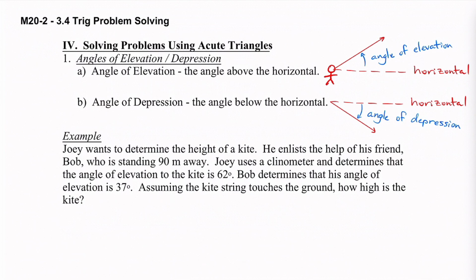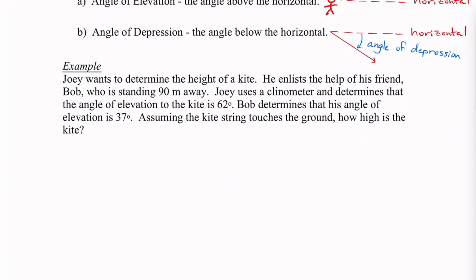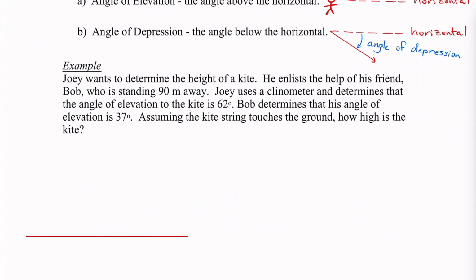So in our first example here, it says Joey wants to determine the height of a kite. He enlists the help of his friend Bob, who is standing 90 meters away. So let's just draw a quick little picture of our two guys. That's going to be our ground. We'll draw one guy here, draw a second guy here, and they are going to be 90 meters apart. So I'm going to put 90 meters down here on the bottom.